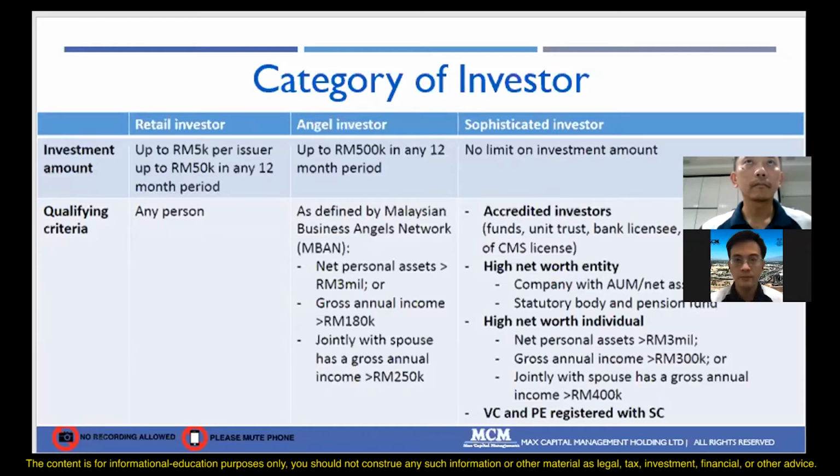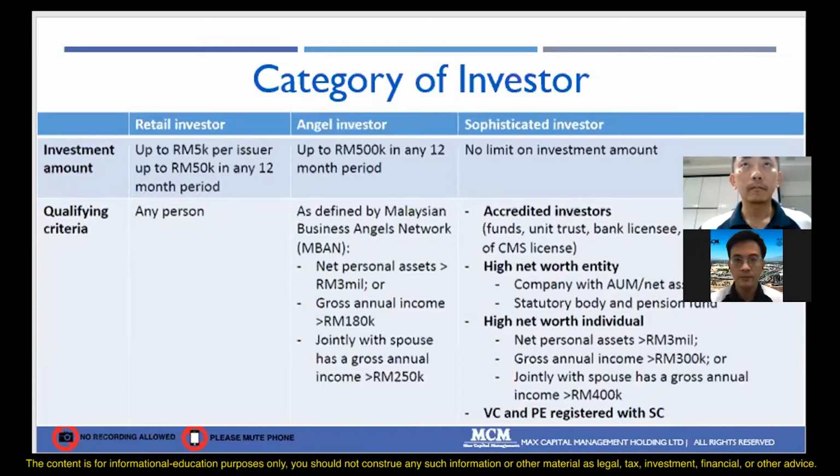Okay, so a retail investor can only invest up to 5,000 ringgit per issuer, or per company, and up to 50,000 in 12 months. Why do they do this? If you know the project is very good, you definitely could invest 50,000 in one company, right? Why do they put this regulation? Because they want to protect the public. This is fairly new, and they want to make sure the public are not overgearing or taking too high a risk on any company. So based on your income, they classify you as a retail investor.